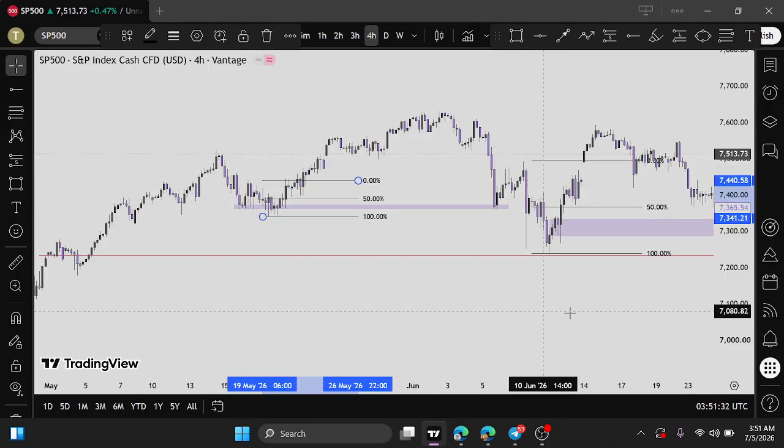Exactly, just like that, you can use your Fibonacci very correctly and be able to spot your liquidity in the right zone, so you make sure you wait for the market to come take it out before you start looking for a buy or a sell.